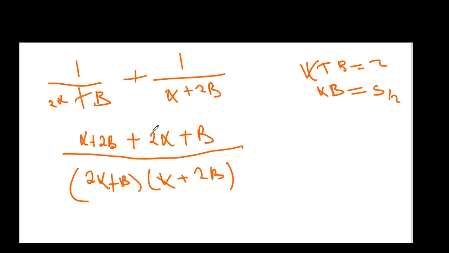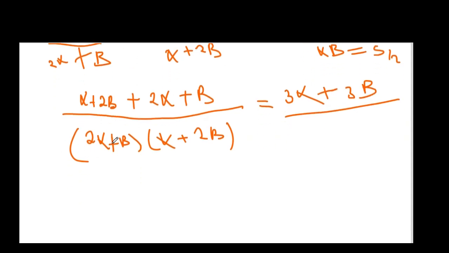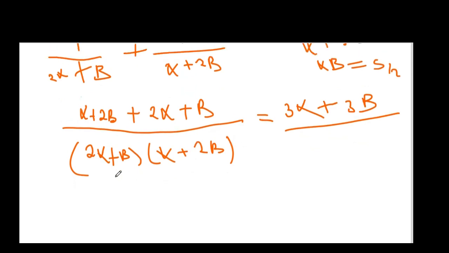Okay, let's continue. So we had this on top there. Whatever is on top can be grouped. So 2α plus α, you're going to get 3α, plus 2β plus β, you're going to get 3β. Then whatever is down there, we have to expand.